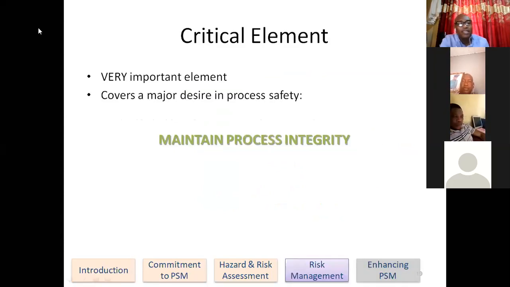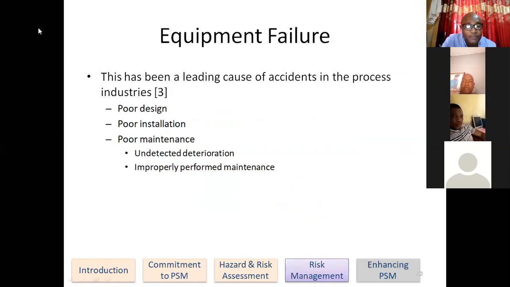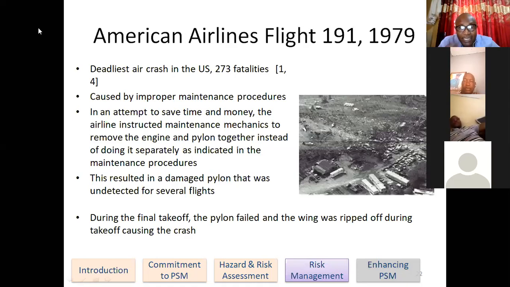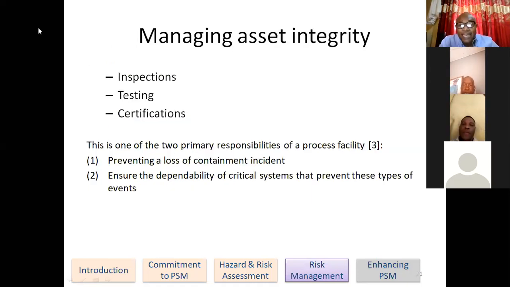So critical elements include a very important message: maintaining process integrity is key. Equipment failure has been a leading cause of accidents in the process industry due to what? Poor design, poor installation, and what? Poor maintenance. So to maintain integrity, inspection, testing, and what? Certification is very, very important. To maintain integrity of an equipment, you must carry out inspection, you must carry out testing, and you must also carry out what? Certification.